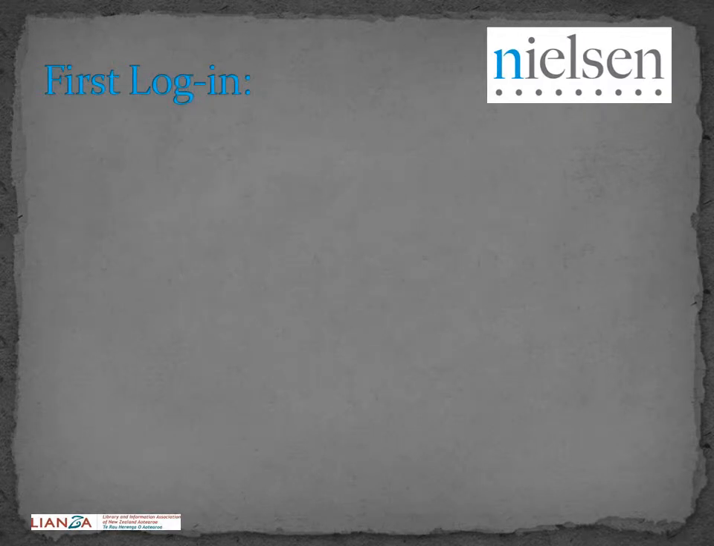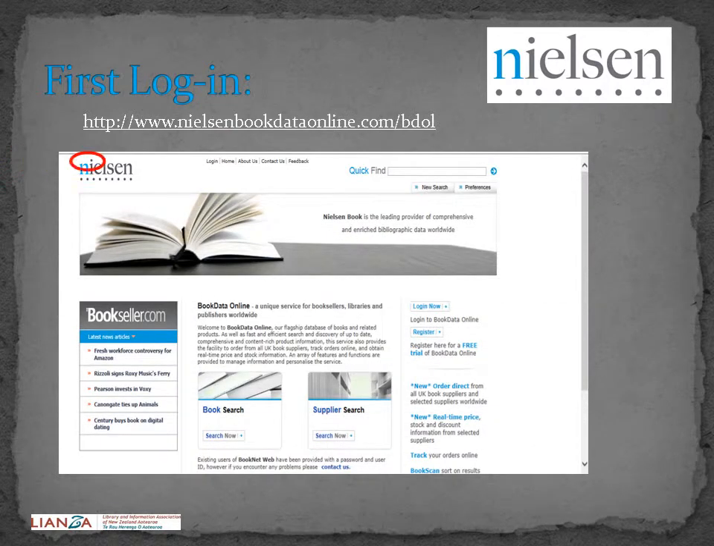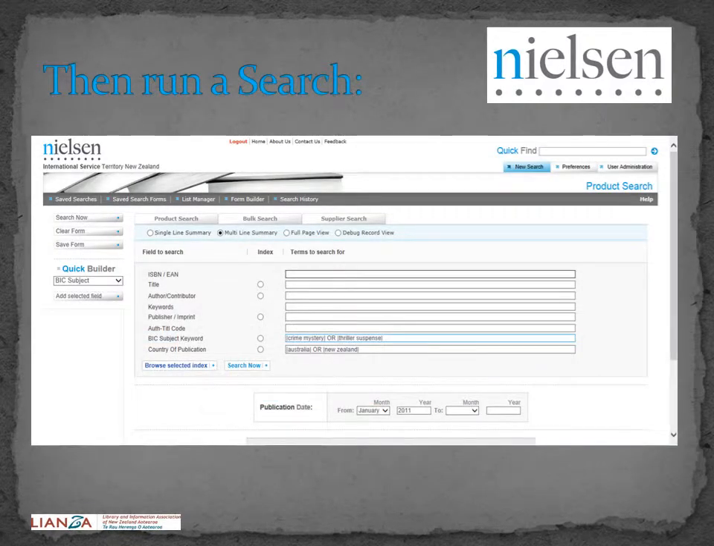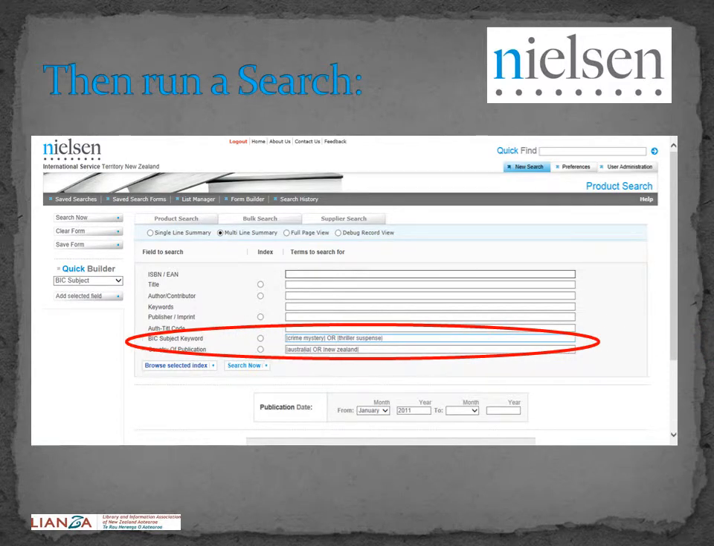The first thing you need to do is log in to Nielsen Book Data Online. Then you need to run a search. Create a search for Australian and New Zealand crime fiction. You can widen the search criteria by adding thriller, suspense in the BIC subject keyword field. You can also limit the search to most recently published titles by setting limits in the publication date field.